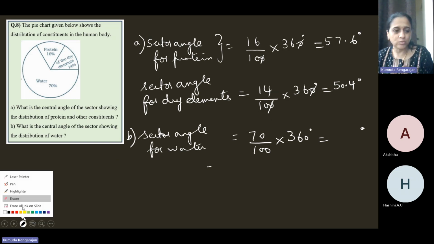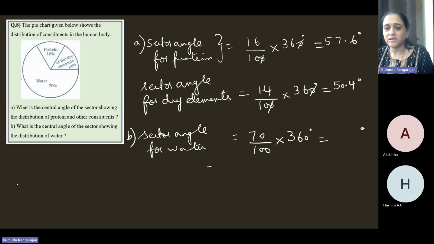Just cancel the zeros. Then 14 into 36 is 504. Divided by 10, 50.4. Cancel 0 and 0. Here you can cancel, that's fine. So 36 into 7, 252. Now let's add everything. 252 plus 50.4 plus 57.6 is perfectly 360.